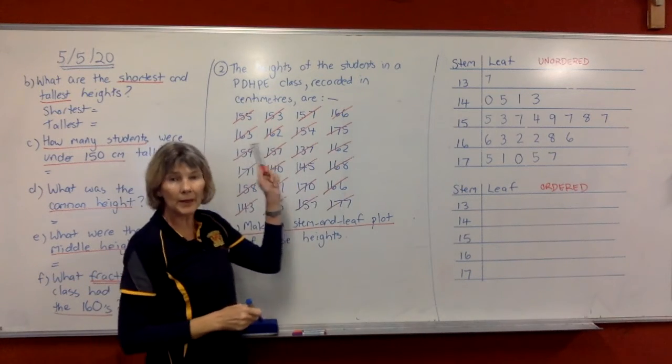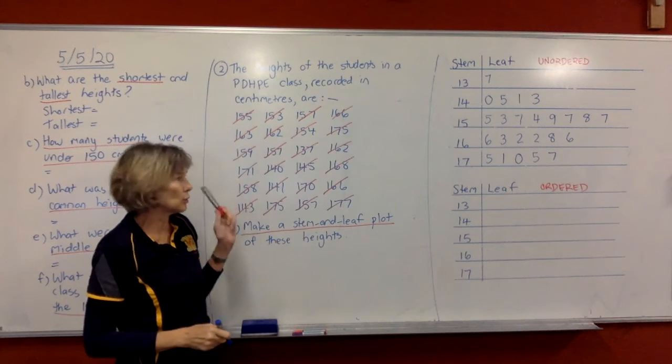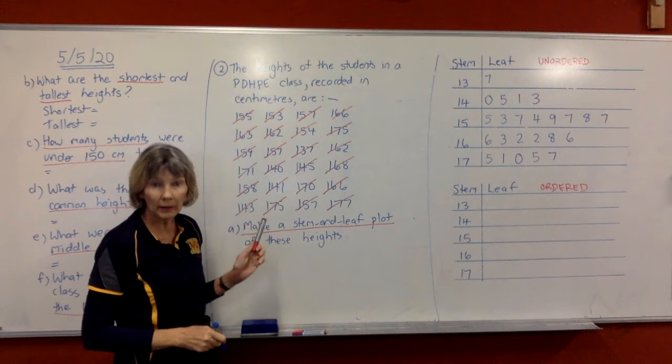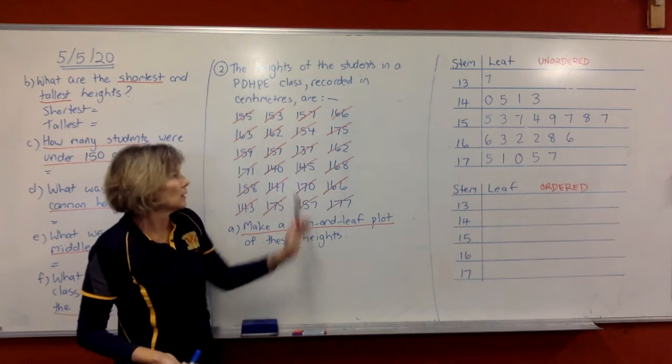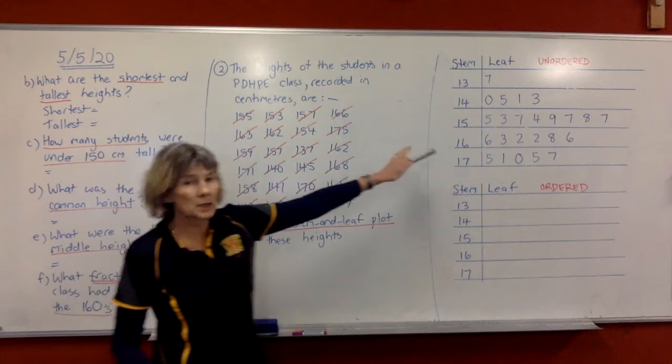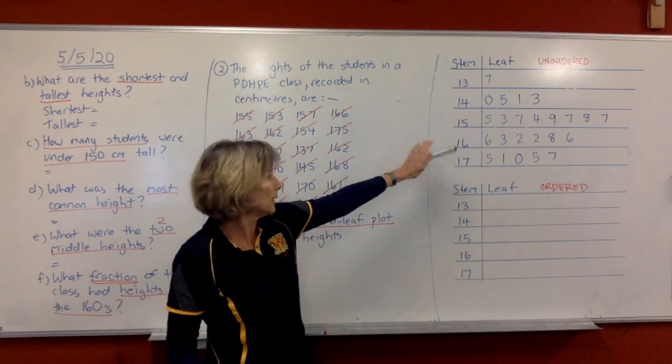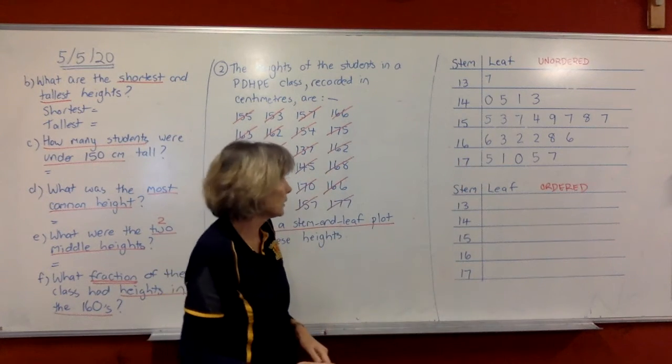Don't try and do it without crossing the numbers out one by one because you will leave something out if you're trying to be clever and then you'll ruin everything. So that's how we do it. Now you can see when we look over here it's unordered. We now have to do it again and make sure it's ordered.